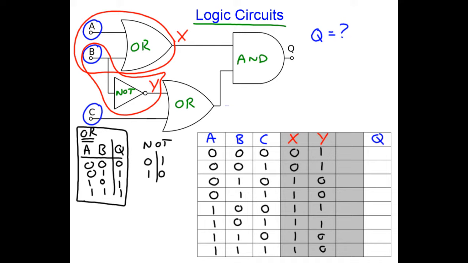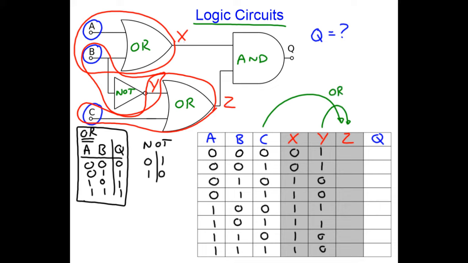So that's good. And now we'll take this point here, the output from the OR gate, as intermediate column Z. So we'll write that in our truth table. Now Z is an OR gate function of C and Y. So we've got to take column C and column Y and combine them as an OR gate function. So let's have a go at that. 0 or 1 gives us 1, 1 or 1 gives us 1, 0 or 0 gives us 0, 1 or 0 gives us 1, 0 or 1 gives us 1, 1 or 1 gives us 1, 0 or 0 gives us 0, 1 or 0 gives us 1. So that is the OR gate function of column C and column Y.